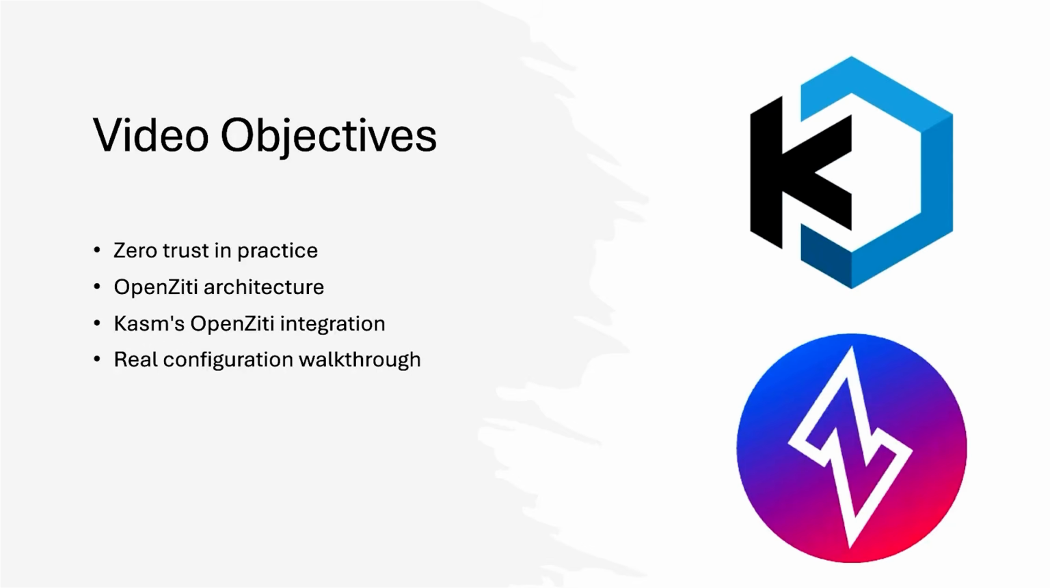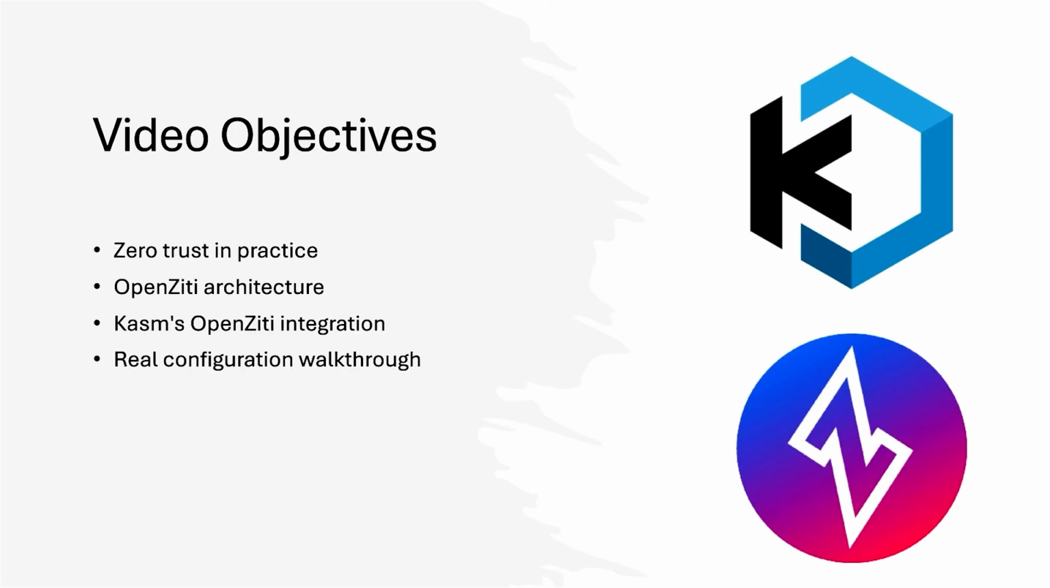Here's what we'll cover in this video. First, we'll talk through the problem, why network layer access control isn't good enough, and what zero trust actually means in practice. Second, we'll walk through the OpenZiti architecture, its controllers, routers, identities, and explain why private resources can stay completely unreachable from the internet.